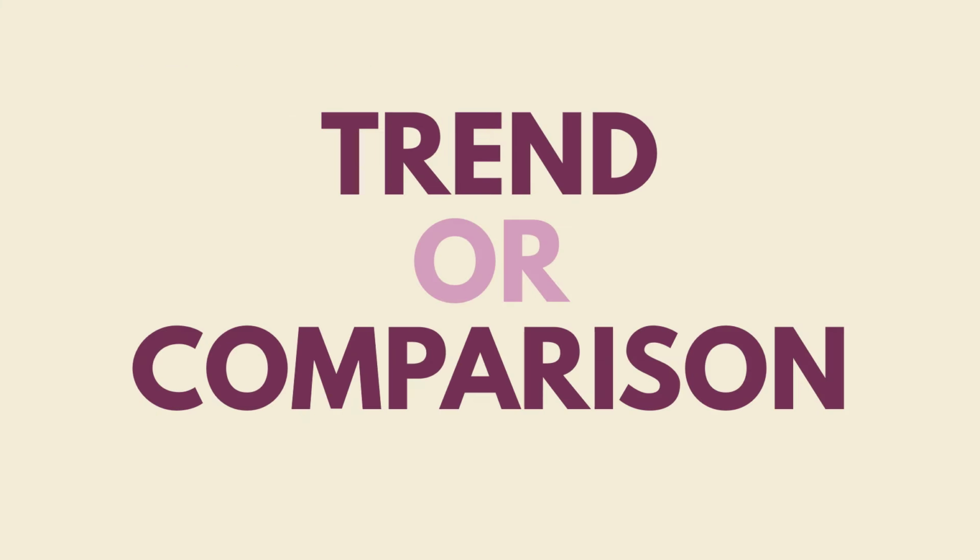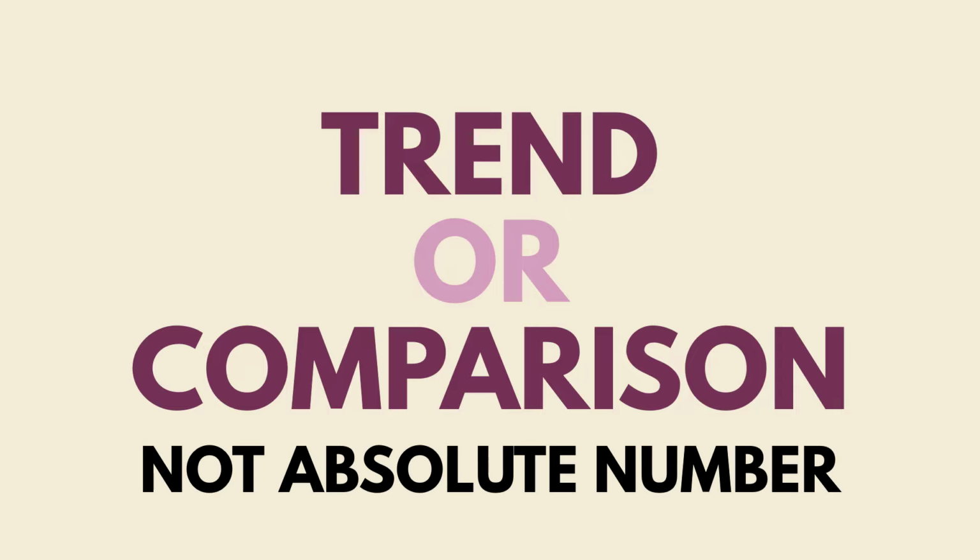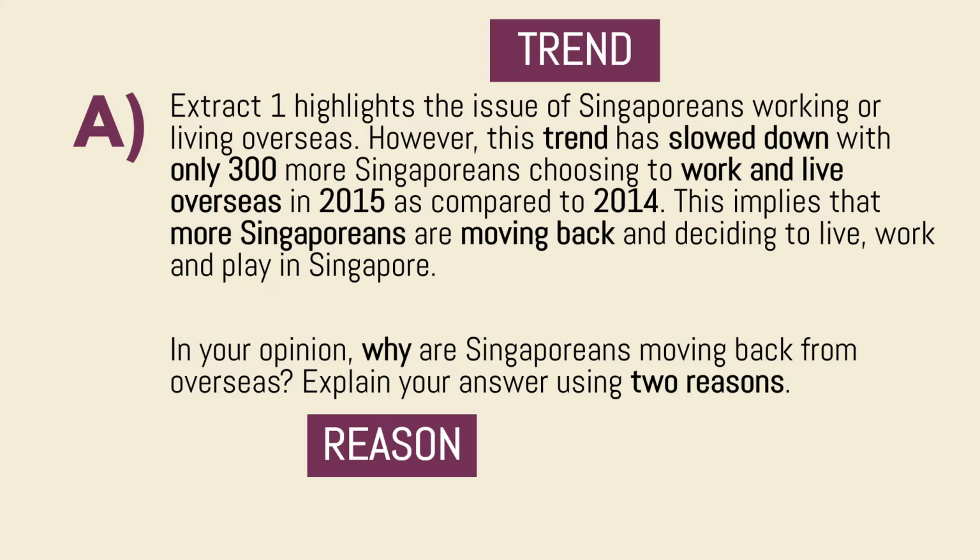When we're looking at a table, we are usually analyzing the trend or the comparison. We are not looking specifically at the absolute number. In the question, they actually talk about the trend. So this is a very big clue given to you. In certain questions, they do not even give you what they want you to see. If you look at the word trend, they're asking you about slowing down. They tell you the trend.